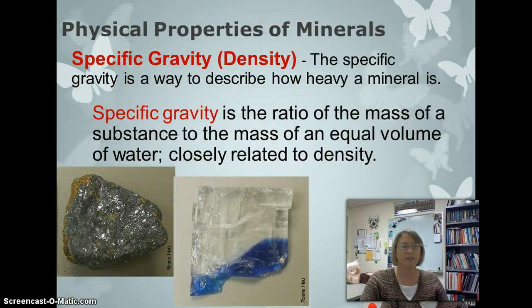Moving on, another characteristic would be specific gravity or density. The specific gravity is a way to describe how heavy a mineral actually is. Specific gravity is actually the ratio of the mass of a substance to the mass of an equal volume of water, closely related to density. However, in a classroom or at home, you probably won't try to measure the specific gravity exactly. Instead, you're just going to look at how heavy is it and record, is it very heavy or really light? If it's really heavy, it has a high specific gravity. If it's really light, it has a low specific gravity. This would be sufficient in identifying the mineral.